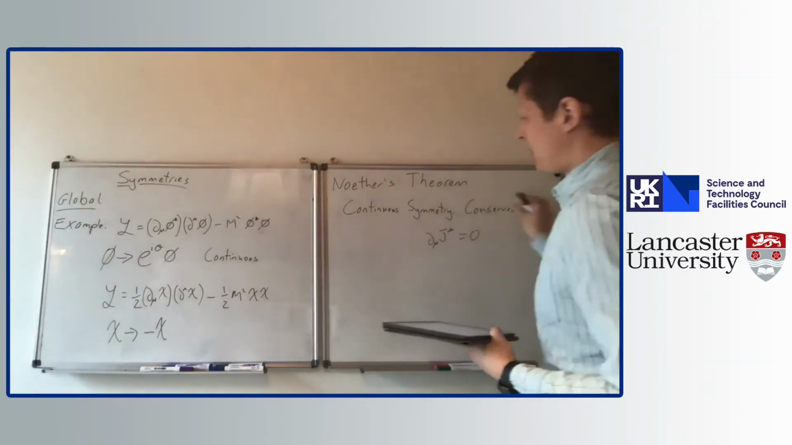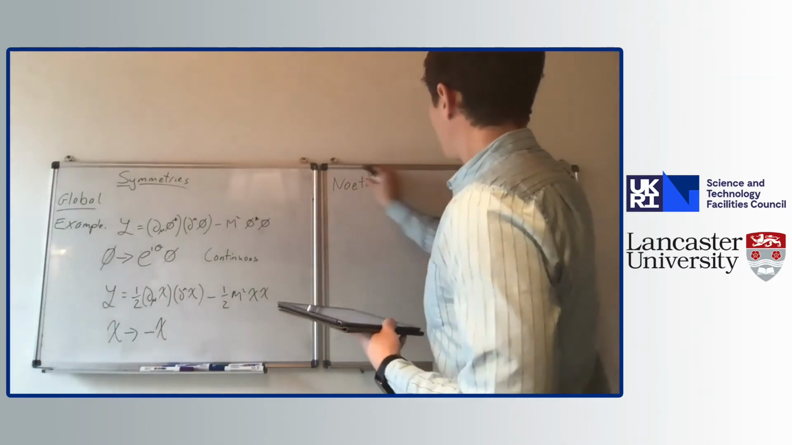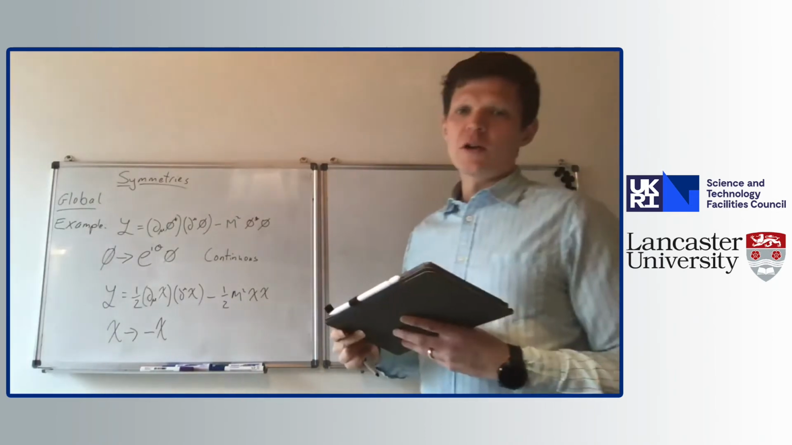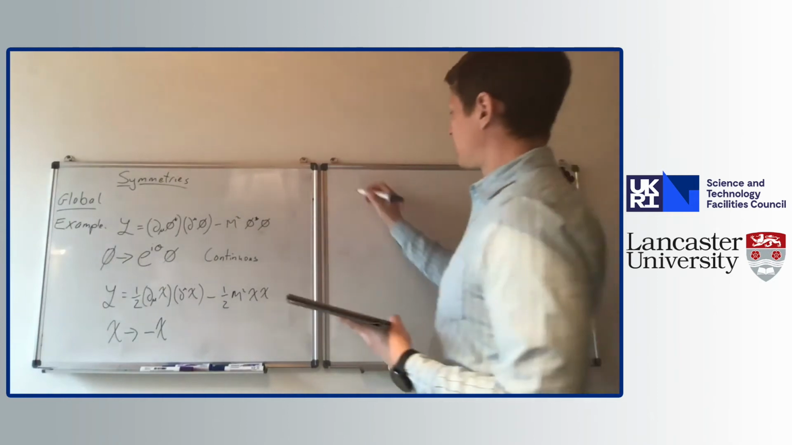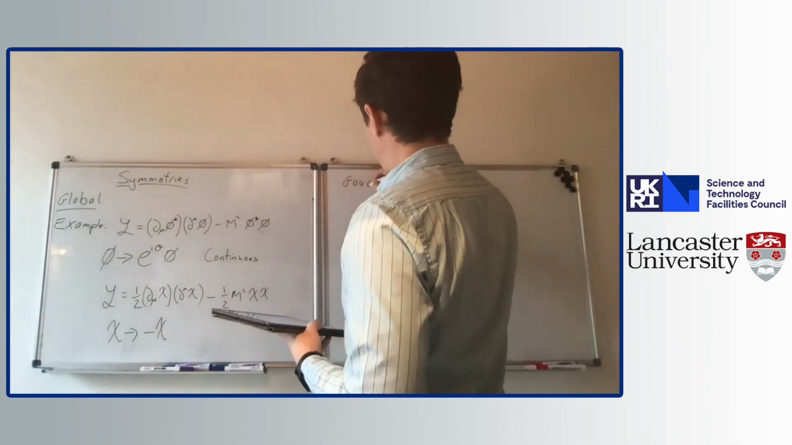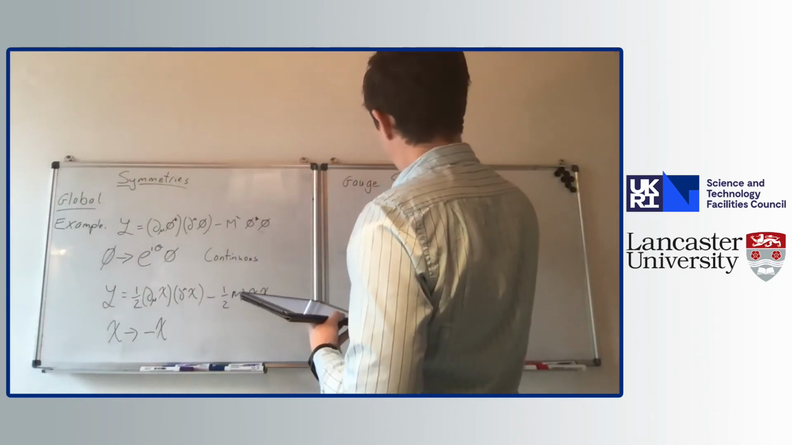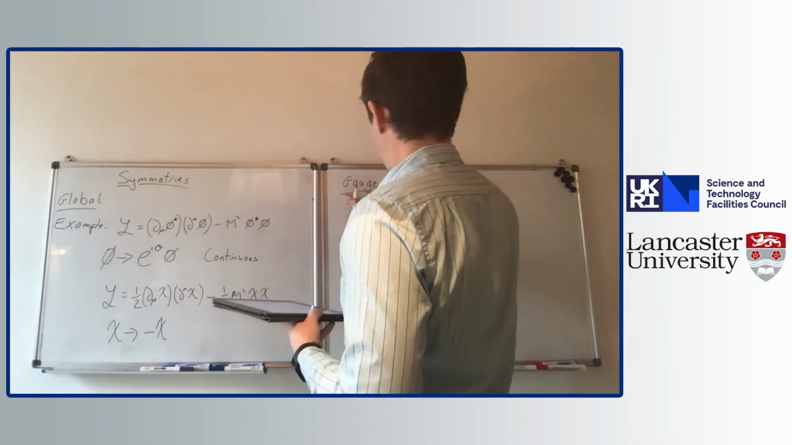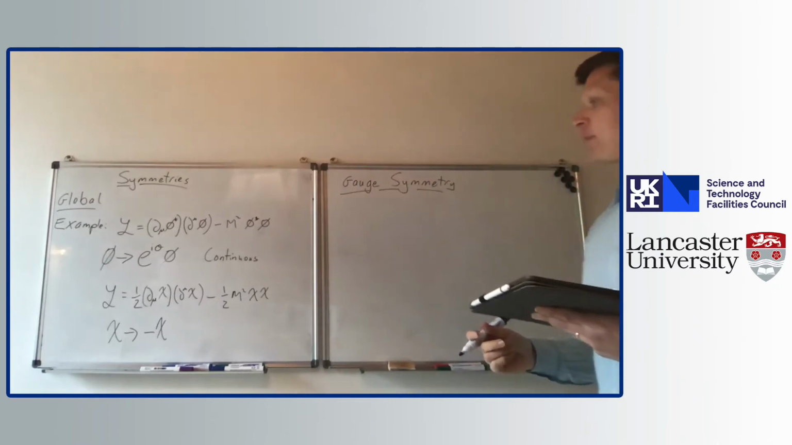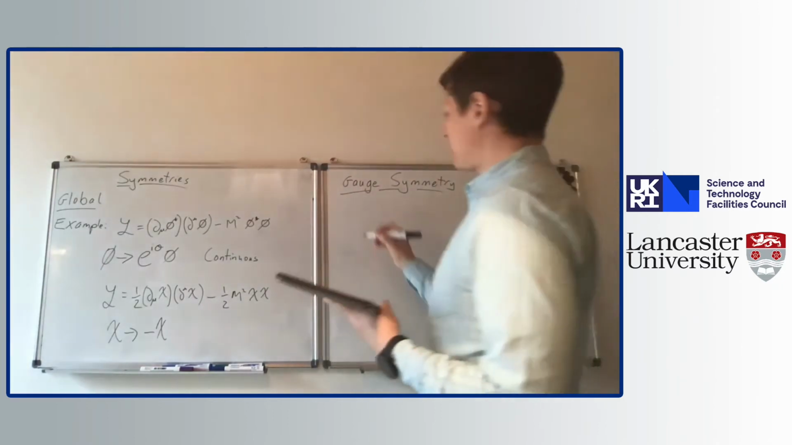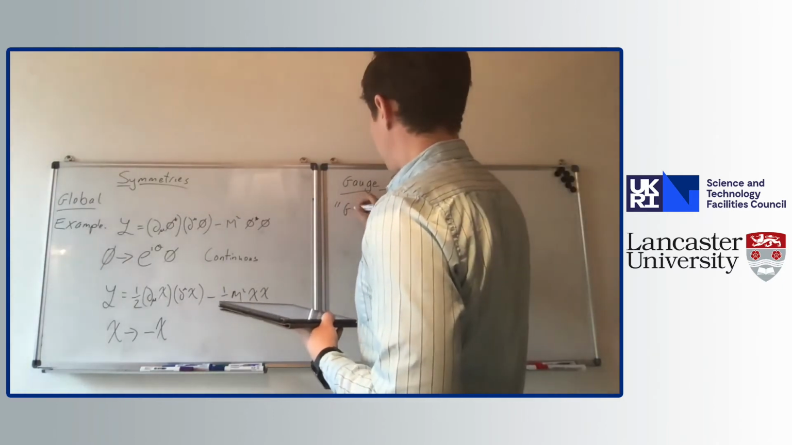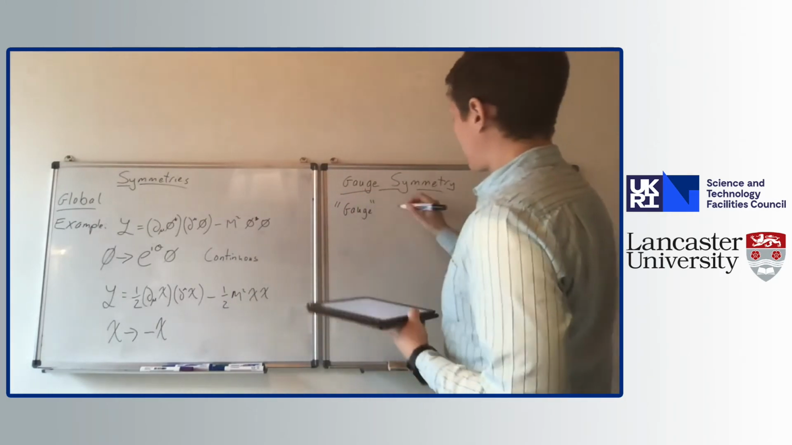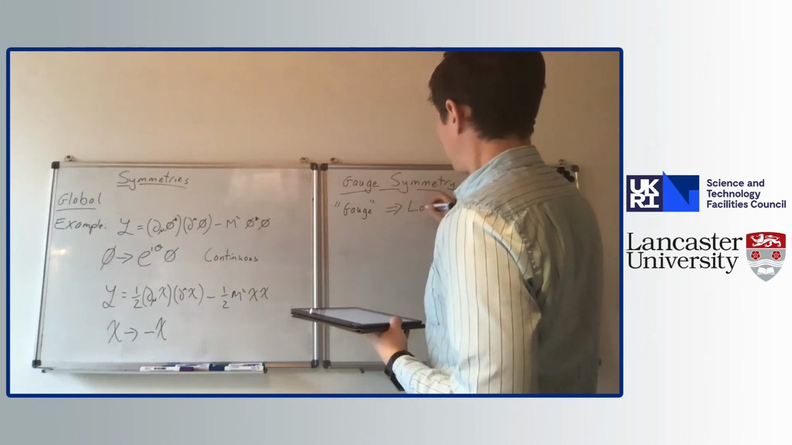I'll keep that board up. And now I go on to discuss local symmetries, which are otherwise known as gauge symmetries. Okay, so what do we mean by gauge symmetry? When we gauge a symmetry, we really mean that it's becoming a local transformation.